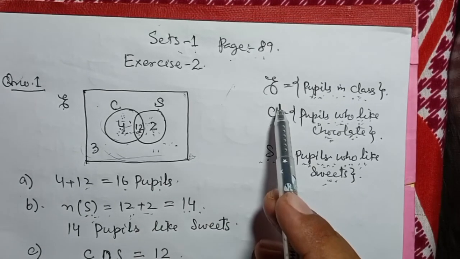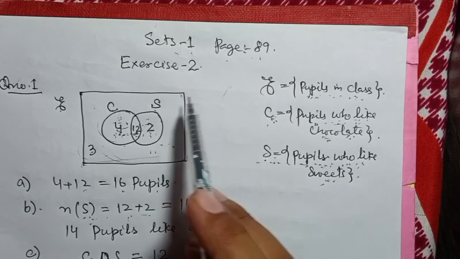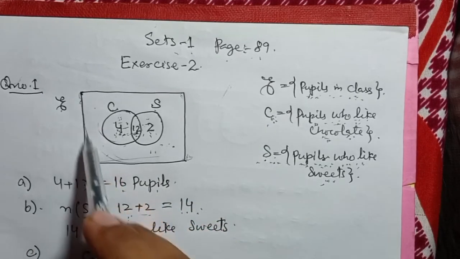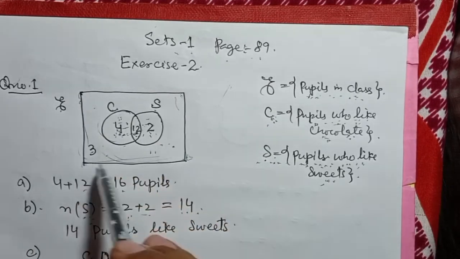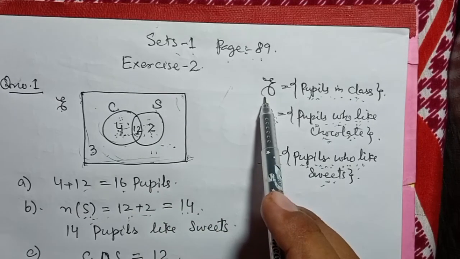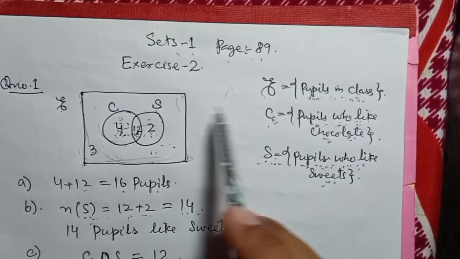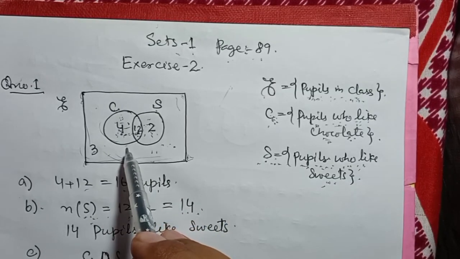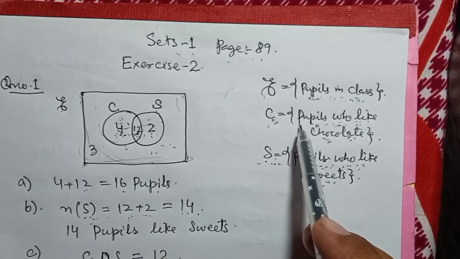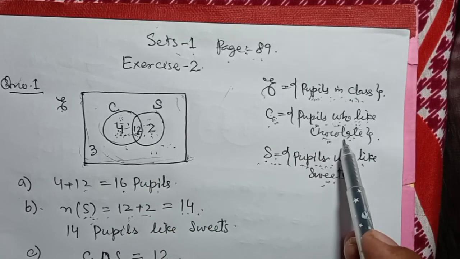Once again we will try to understand the question in the Venn diagram. This rectangle is the universal set. What does it represent? It represents pupils in a class. Pupils means students in a class. And C is one of the sets in the universal set. What does C represent? It represents pupils who like chocolate.